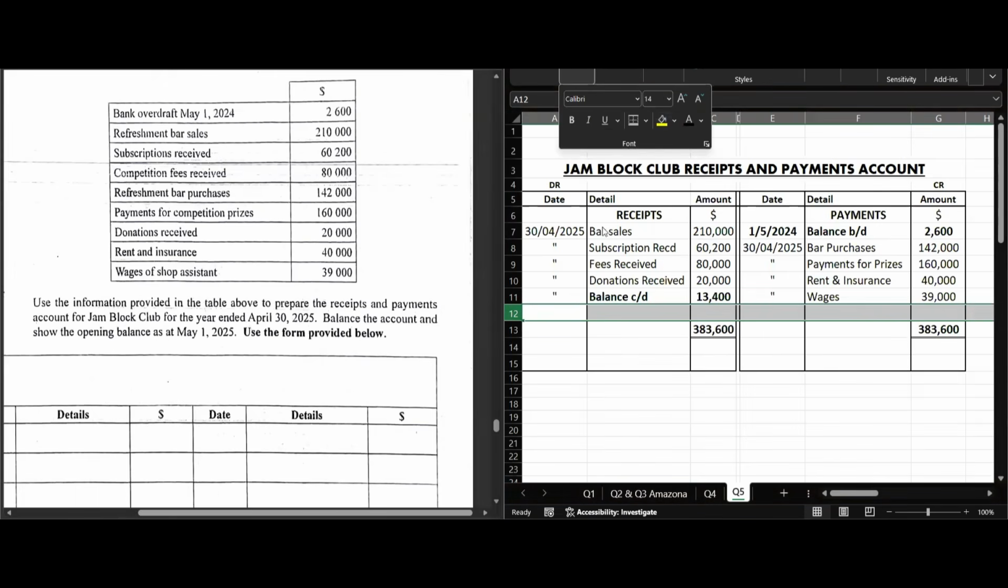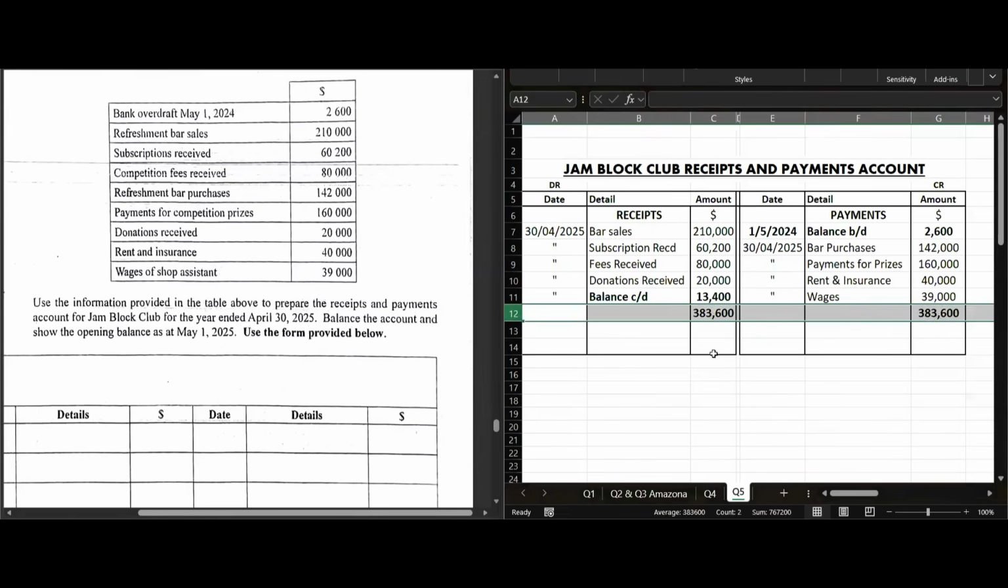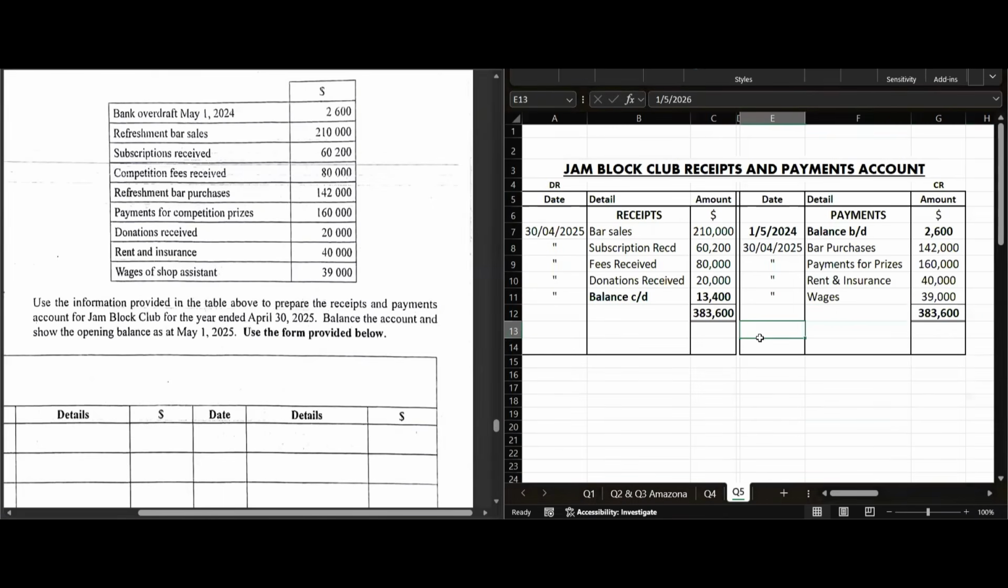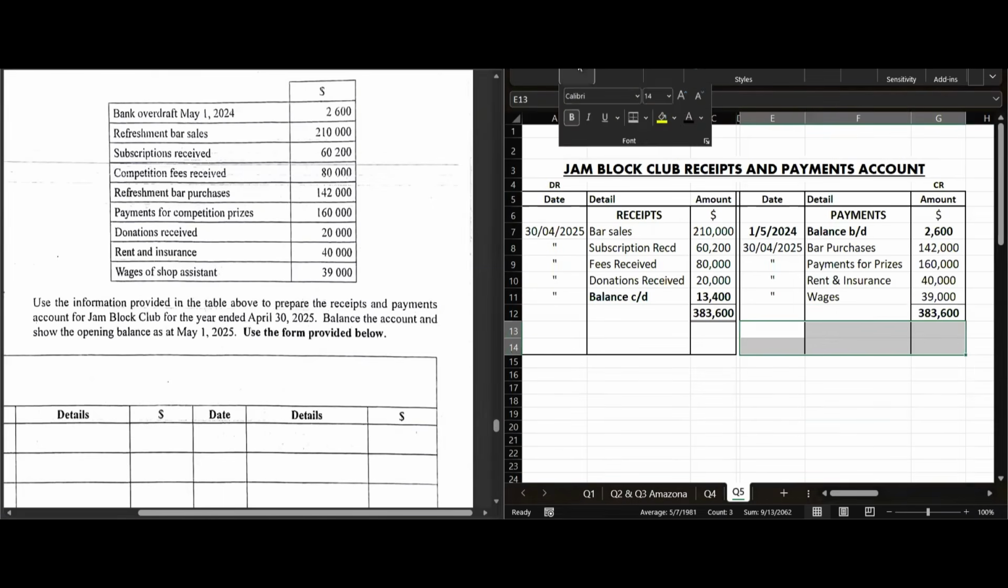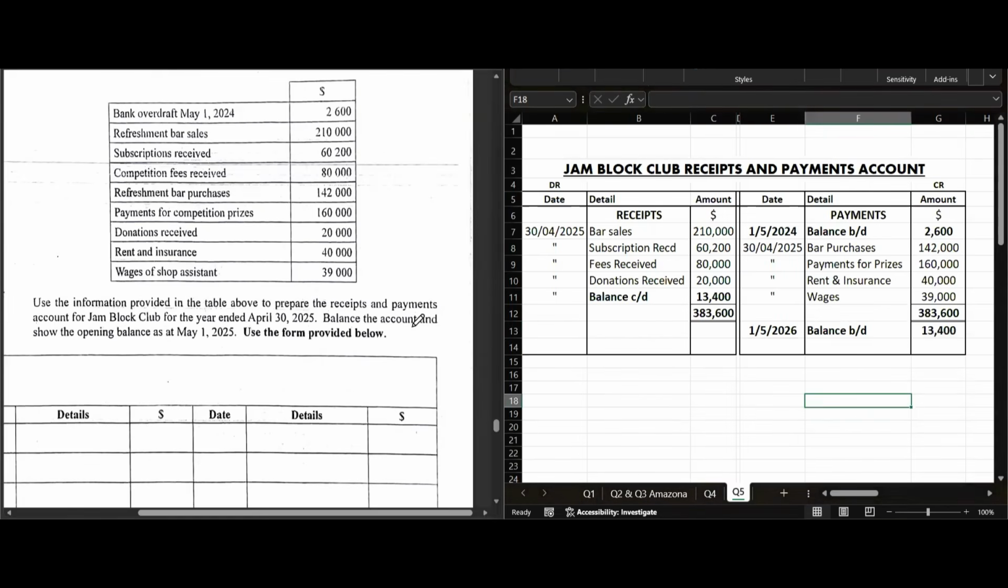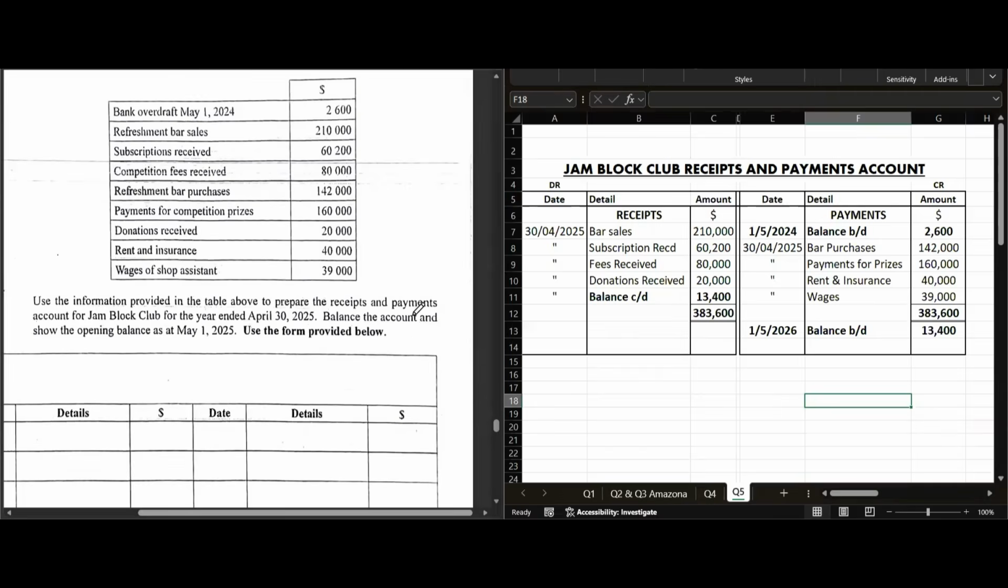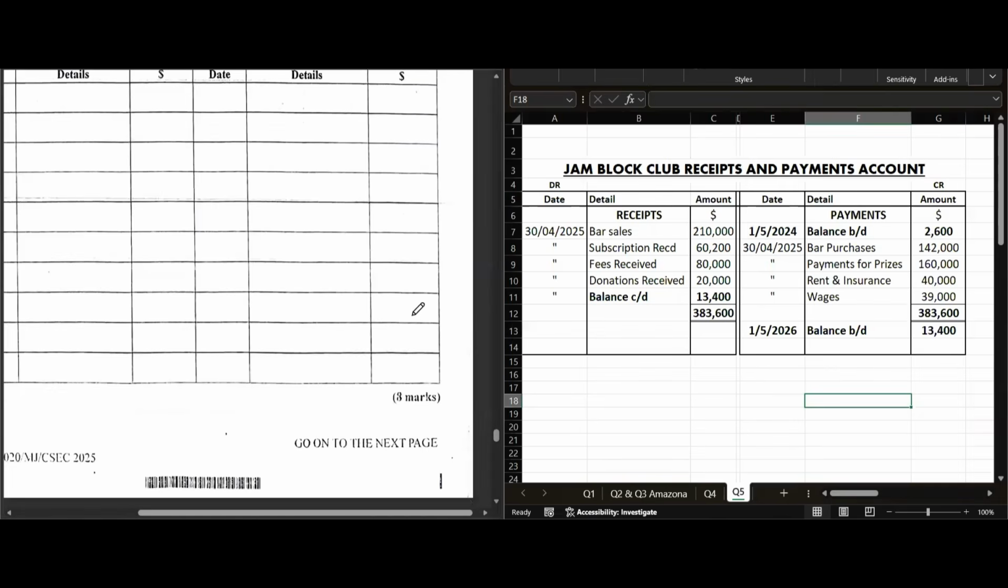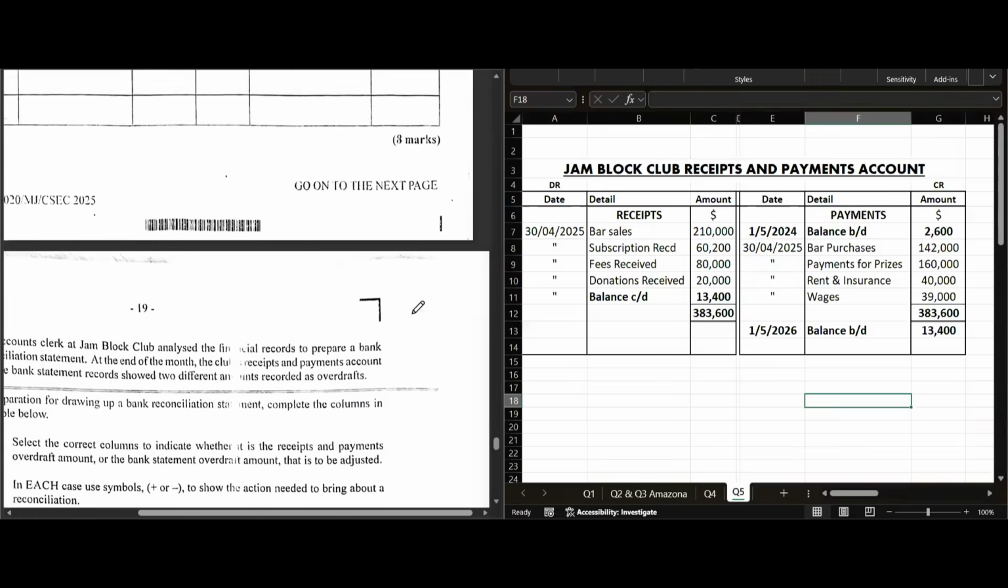Let's make sure everything is good there. So the balance brought down would be that 13,400 as well. Alright, so this was how it would have worked out for Jam Block Club. So it's still in an overdraft position, as you guys would have seen. Alright guys, that was with 8 marks, not bad.